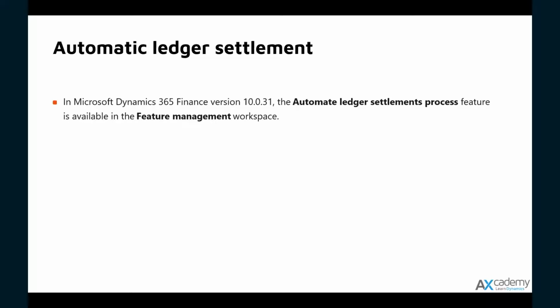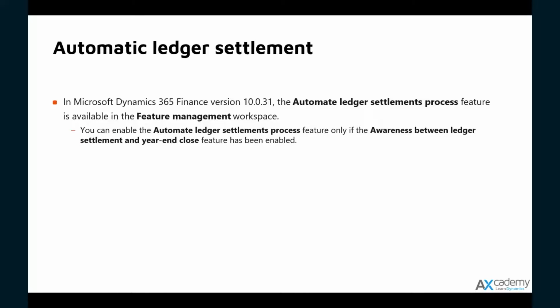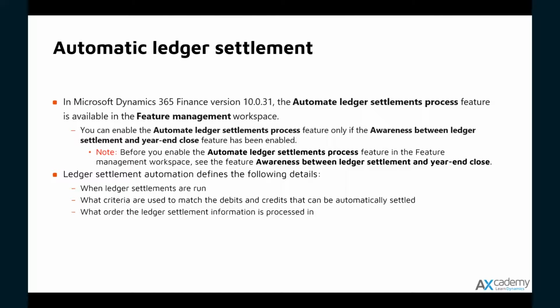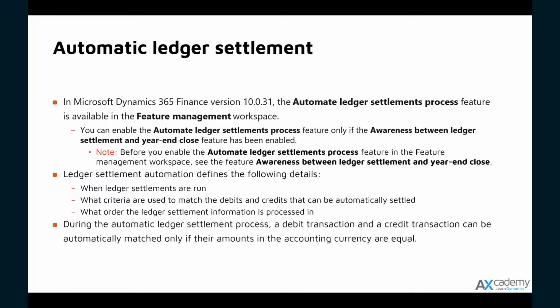And I'm sure with the automatic ledger settlement process, which is now being available as we speak, kind of, with 10.0.31, there's even more. And right now, there's one thing that is a little bit nagging in there. First of all, you can only enable this in the feature management if you have already enabled the awareness feature as well. That's because with the automatic thing, you could create something that could get you into trouble with the year-end close. So read about that. When we do the ledger settlement automation, you set up scheduling. What is it then? How do you do the matching? And what is it based on? And all that is similar to the automatic bank reconciliation. Very similar thing. If you're used to that, you know what this is about.